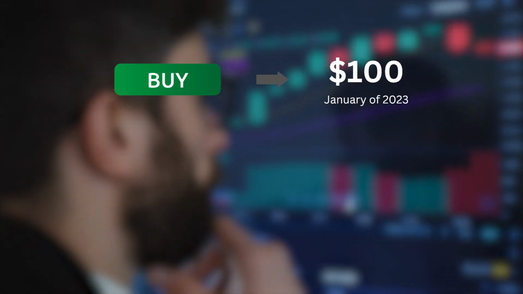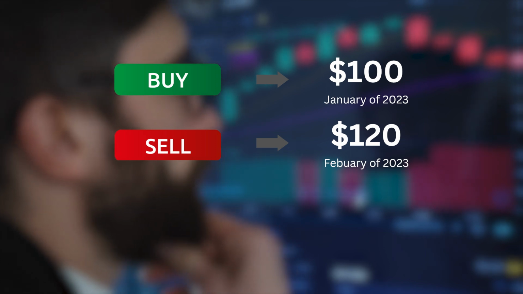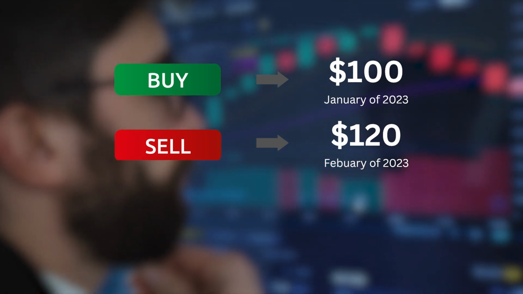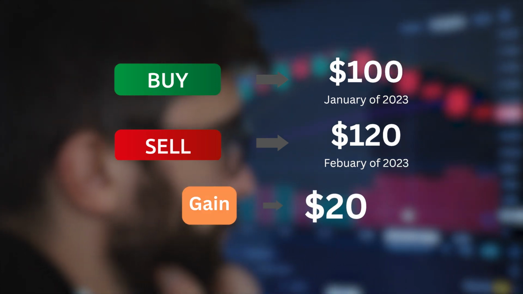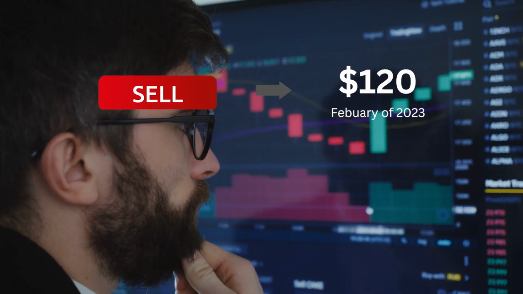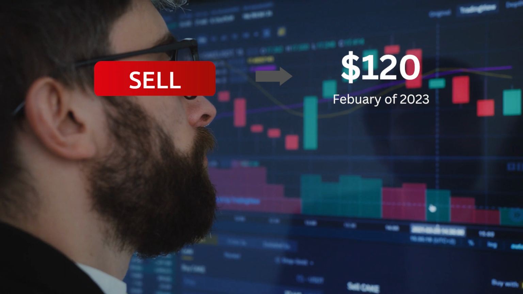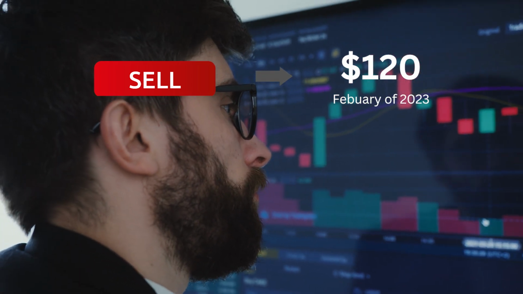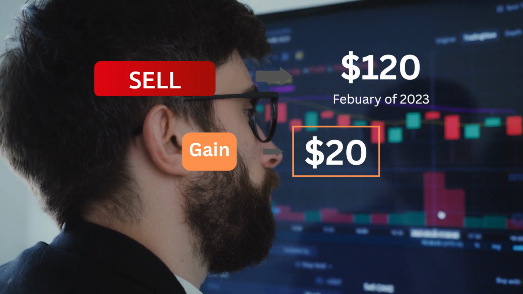Let's just say that you buy Tesla stock for $100 in January of 2023. And let's say that you sell it 1 month later in February of 2023 for $120. So congratulations, you made a gain of $20. You sold the stock for $120, but you will not pay taxes on the full sales price of $120. You will only pay taxes on your $20 of gain.